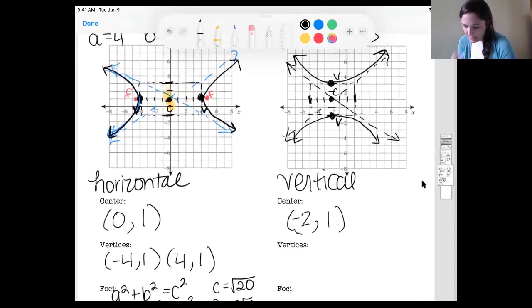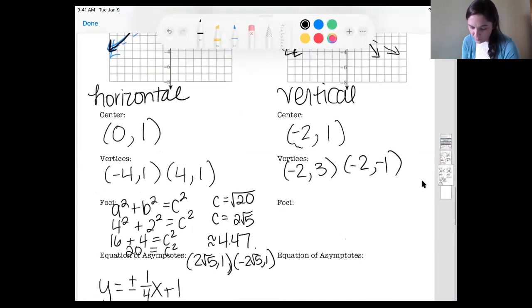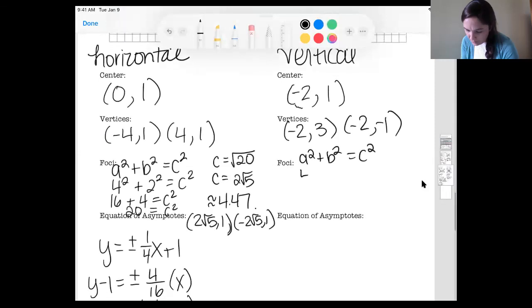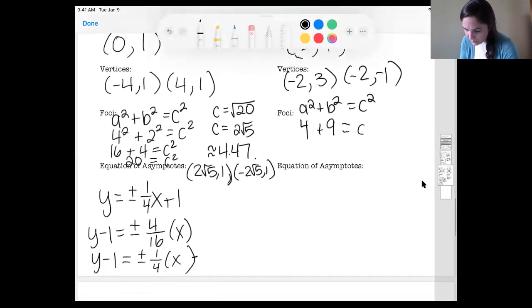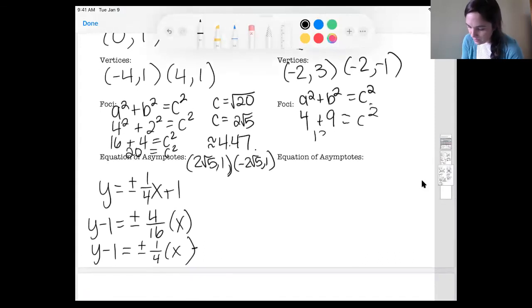So my vertices, I can just look at my graph and see them. It's at -2, +3, and -2, -1. All right, now my foci. I don't see them on my graph, so I need to use my formula. Remember, a squared plus b squared equals c squared. So we know a squared is 4, b squared is 9, and we're finding c squared. So 13 is c squared. So c, we take the square root of both sides, is root 13.